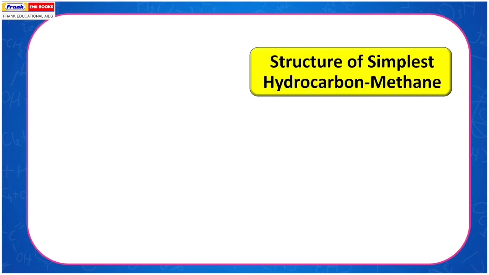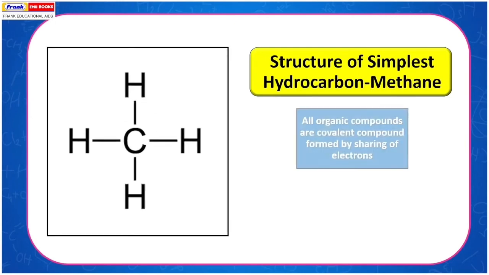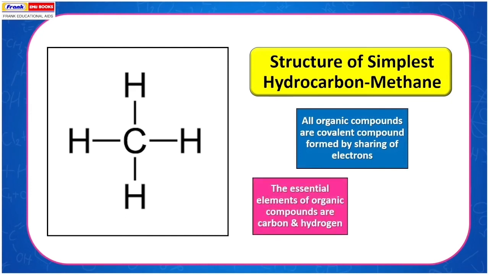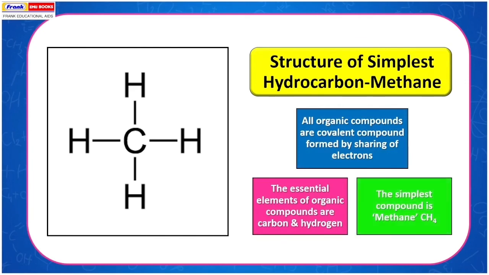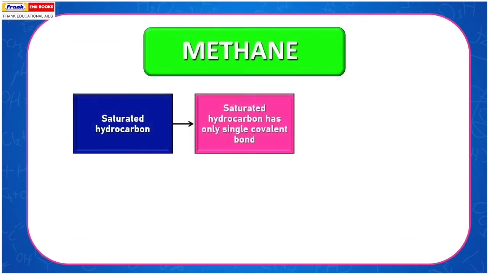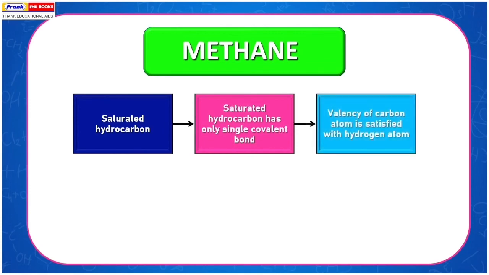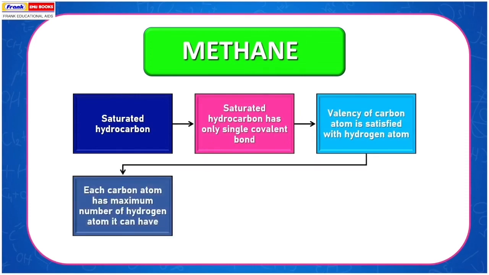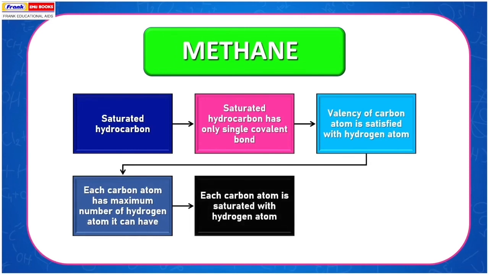Organic chemistry, structure and isomerism. Structure of the simplest hydrocarbon, methane, CH4. All organic compounds are covalent compounds formed by sharing of electrons. The essential elements of organic compounds are carbon and hydrogen. The simplest compound is methane, CH4. Methane is a saturated hydrocarbon. A saturated hydrocarbon has only single covalent bonds. The valency of the carbon atom is satisfied with hydrogen atoms. Each carbon atom has the maximum number of hydrogen atoms it can have, so each carbon atom is saturated with hydrogen atoms.